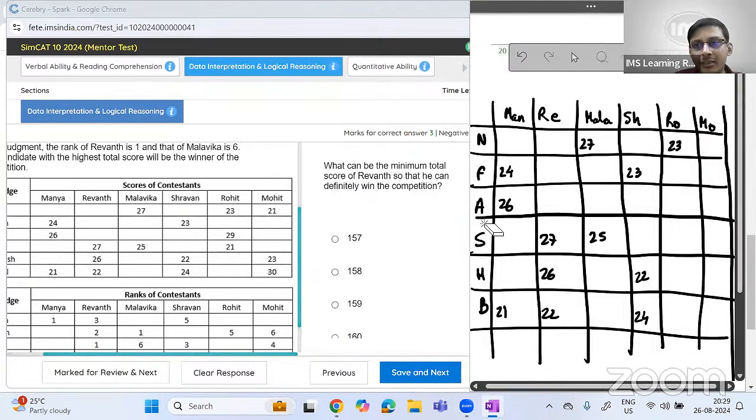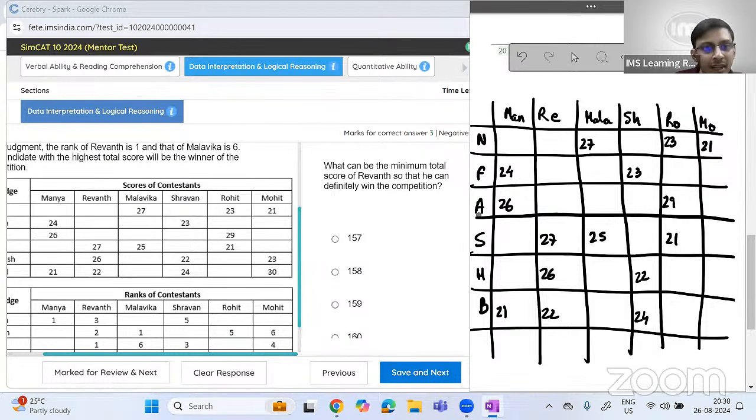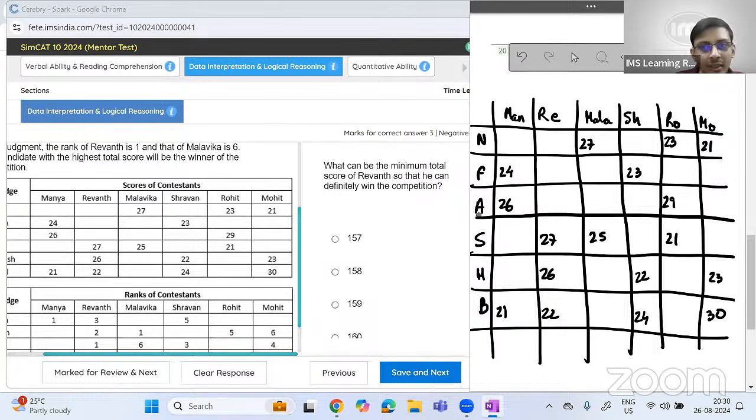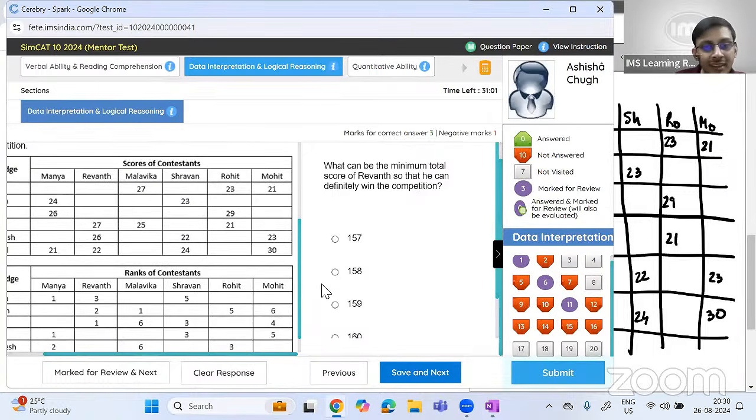Correct. So 20, 23, 29, and 21. And 21. Okay, not much space there. 21, 23, and 30. One second, I'll just cross verify whether I've done this correctly. 24, 26, yes. 27, 26, 22, 27, 25, 23, okay. 23, seems to be fine. I'm not used to this rough work, digital rough work.